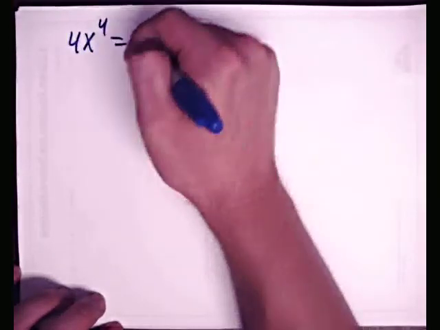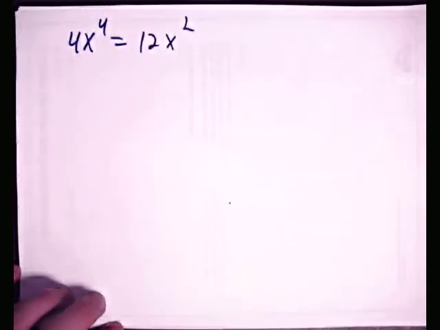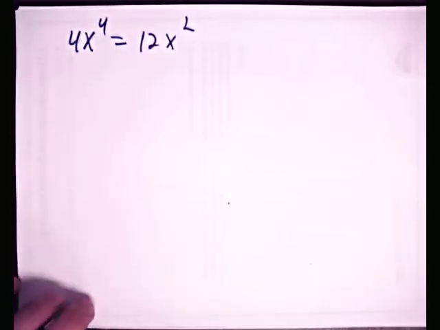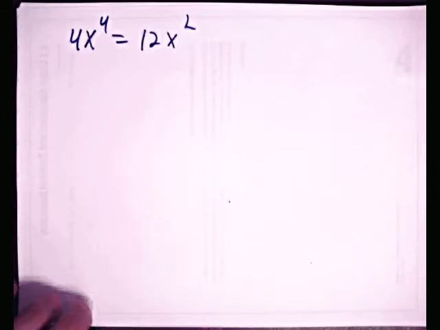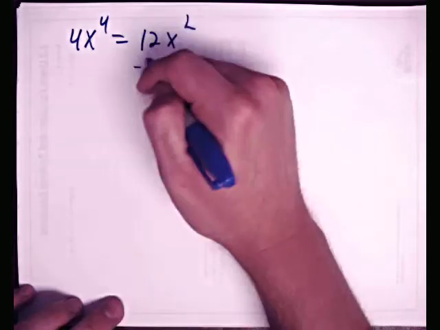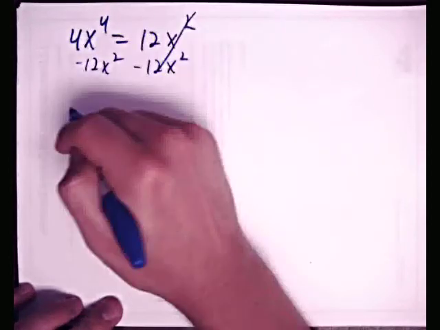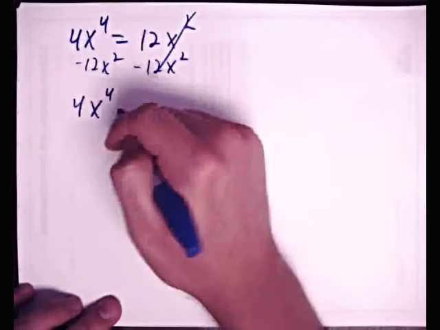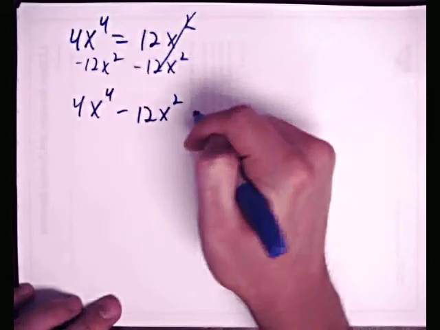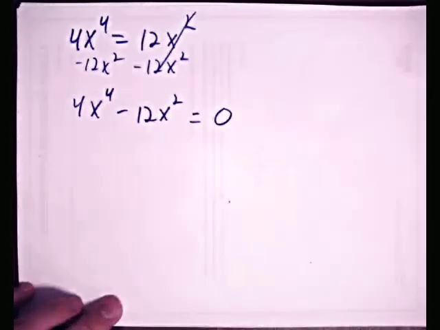So example 1a, we have 4x to the 4th power equals 12x squared. Similar to quadratic equations when we factored, we want to make sure we have all of the terms on the same side, factor, and then use the zero product property. So we'd want to start by subtracting 12x squared on both sides. That gives us 4x to the 4th power minus 12x squared equals 0 on the other side.